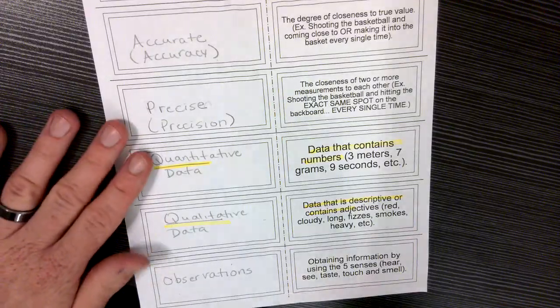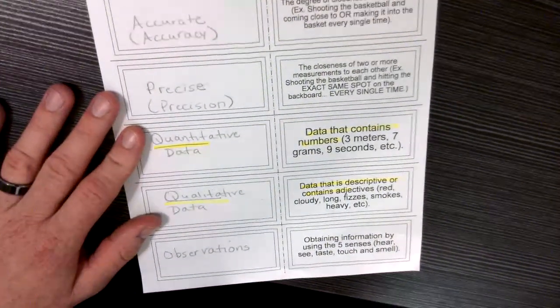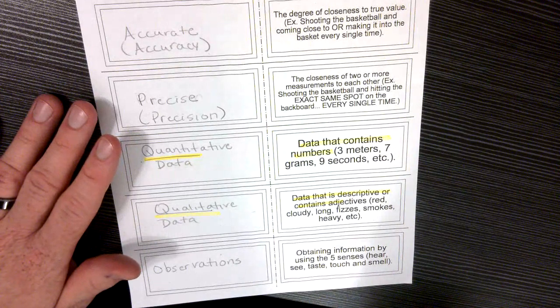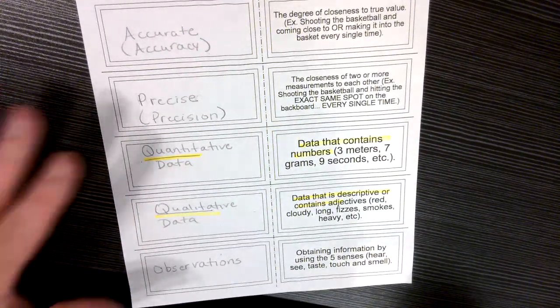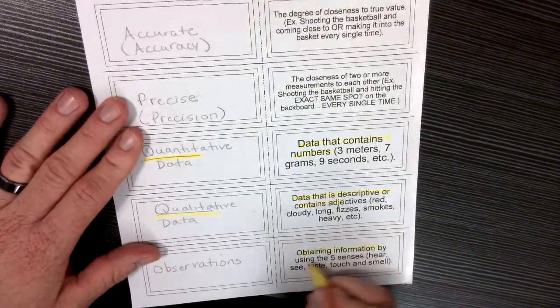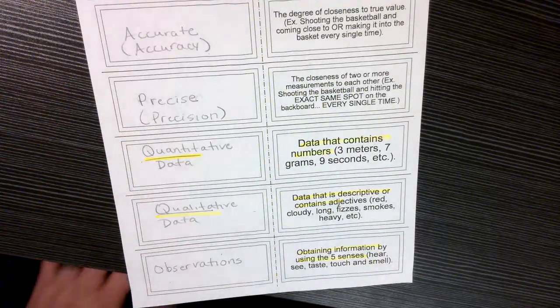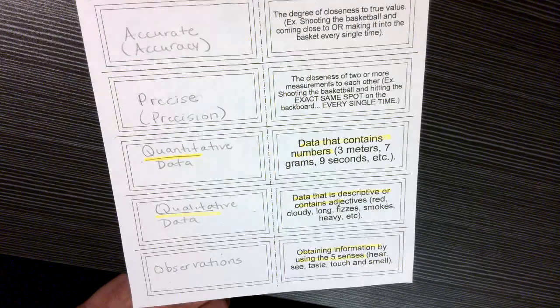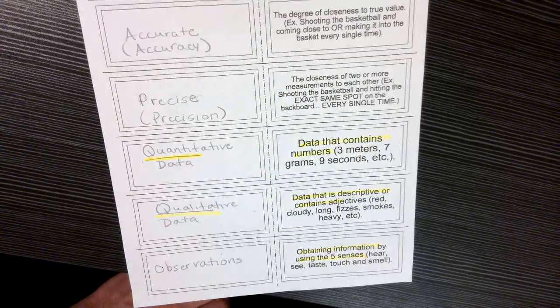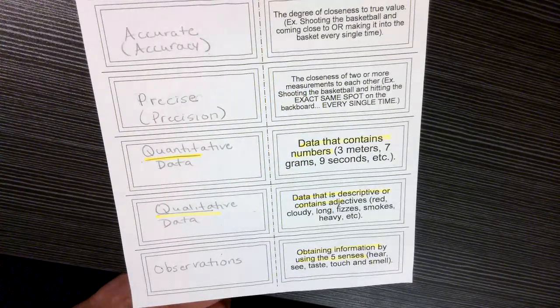And then the last one, before I talk about those other two, is the word observation or observations, and that's just obtaining information using the five senses. When we think of observing something, we think of just using our eyes. And in science, it's all about using one or more of the five senses that we have.